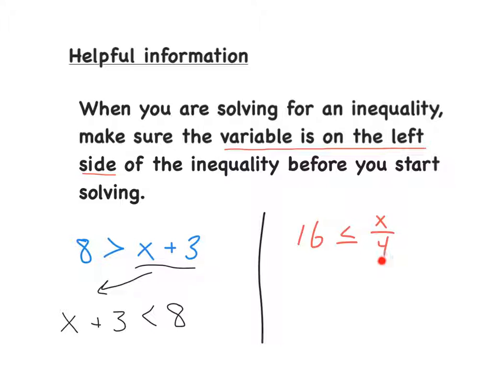So in this one, we would rewrite it with x divided by 4 over to the left. Since the first one says 16 is less than or equal to x divided by 4, you need to flip the sides to make it look like x divided by 4 is greater than or equal to 16. Again, we're doing this just because it will help you when you have to graph these inequalities.